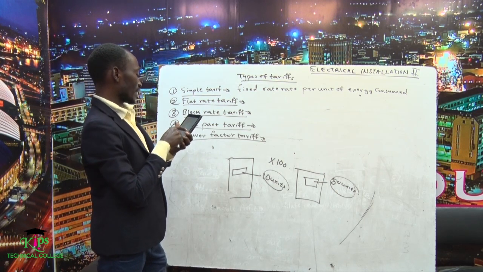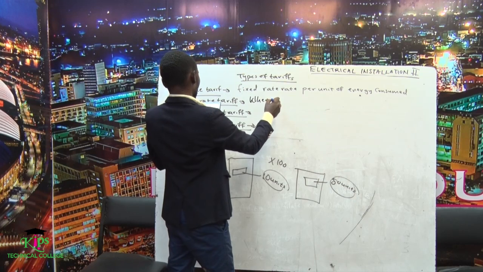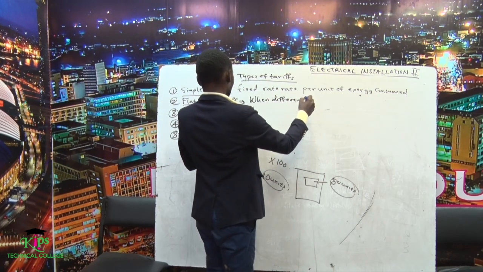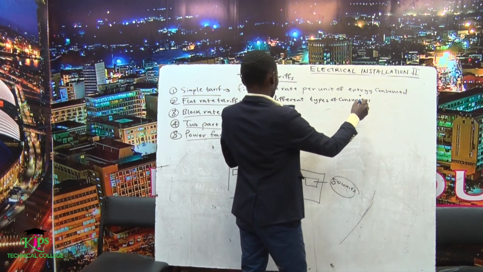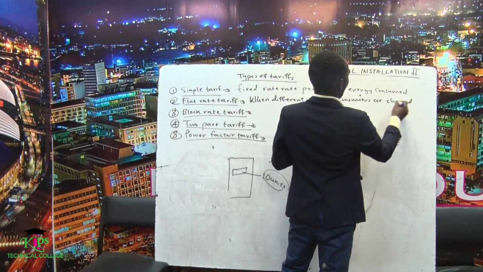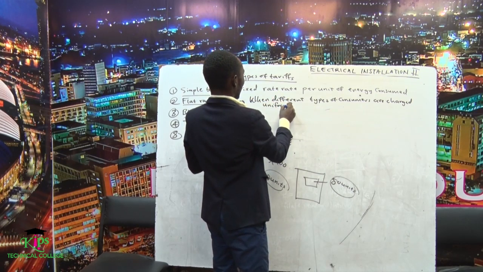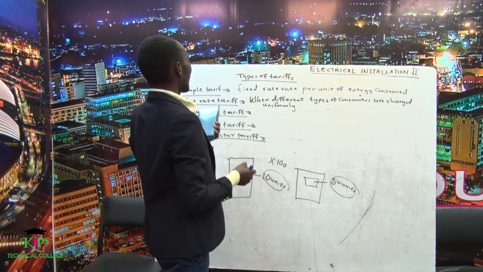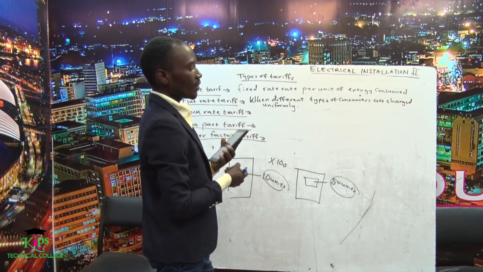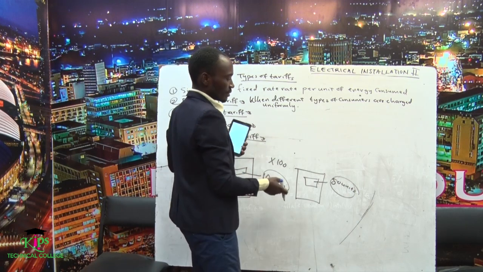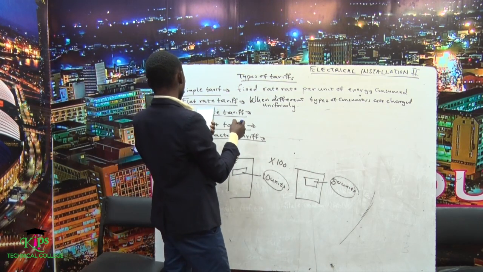The other type of tariff is the flat rate tariff. A flat rate tariff means that different types of consumers are charged uniformly. Let's say, for example, you have different companies in a particular unit, and you discover that they are consuming the same number of units in a particular meter. So that is what it means by a flat rate tariff. The other one is the block rate tariff.